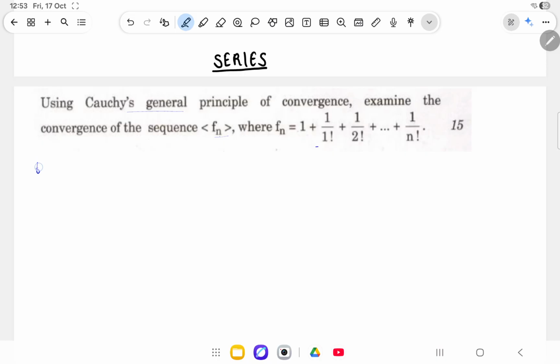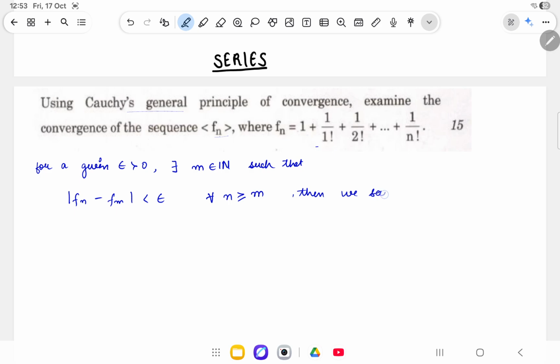For a given epsilon greater than 0, if there exists a natural number m such that mod of Fn minus Fm is less than epsilon for all n that are greater than this m, then we say that our sequence, which is Fn in this case, is Cauchy.